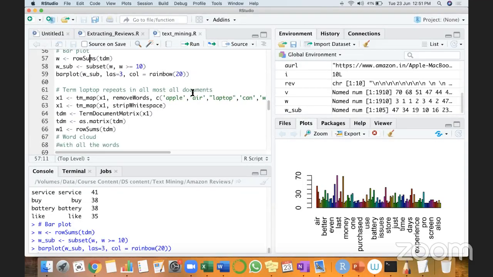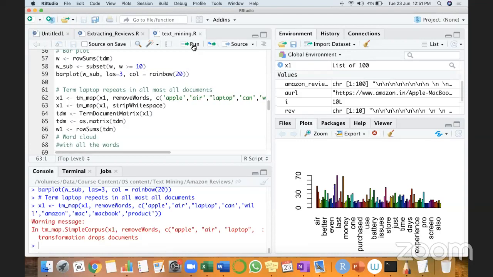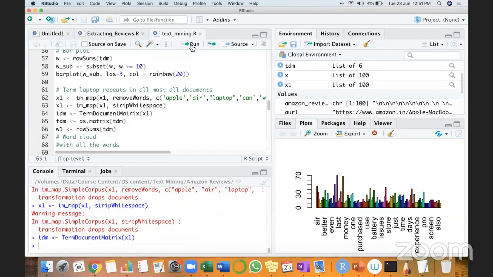Since Apple, Air, and laptop are occurring with very high frequency, I want to remove those because they will not give any emotion, positive or negative. So we can remove Apple and these words. When you remove these words, they again create some extra white space, so remove that white space also. Then build the TDM or DTM.